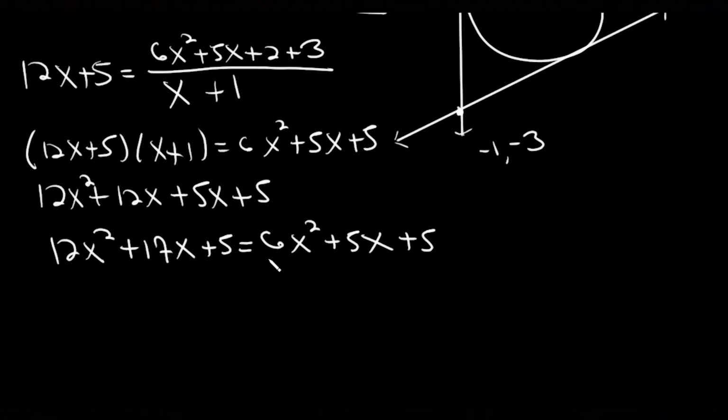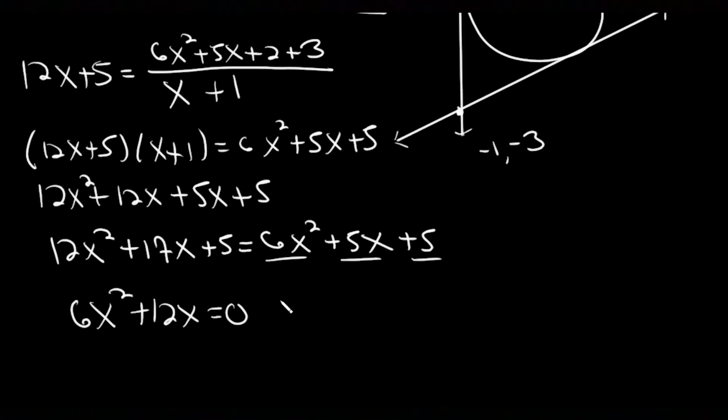So I have to move this term and this term over to the left-hand side, okay? When I do that, I have to subtract 6x squared. That will give me 6x squared, right? 12x squared minus 6x squared. And then I have to do 17x minus 5x. That will give me plus 12x. And then I have to do 5 minus 5. That's 0. So this whole thing here is going to be equal to 0 now, okay?